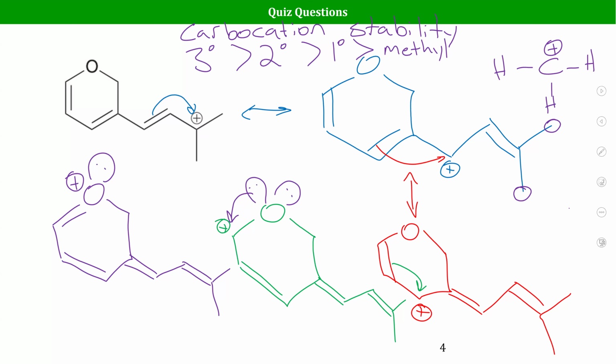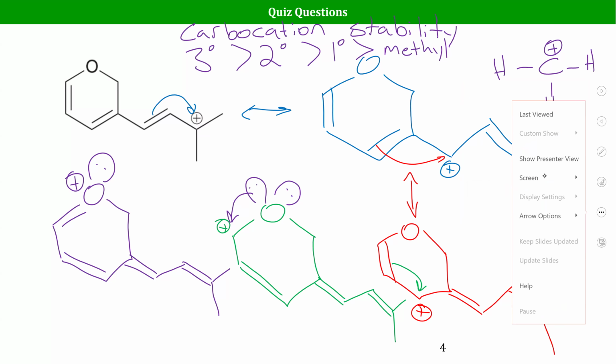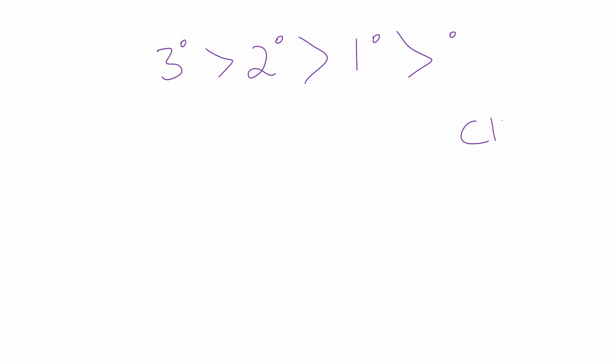Let me clean this up real quick. Since I'm explaining different types, are you good if I erase the resonance structures? Actually, hang on. Let's not do that. We'll just do this. So tertiary is more stable than secondary, is more stable than primary, is more stable than methyl. Methyl looks like this.